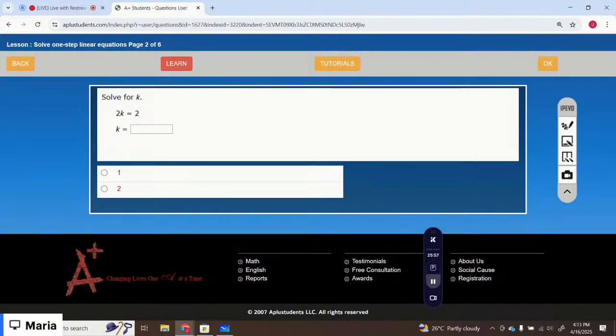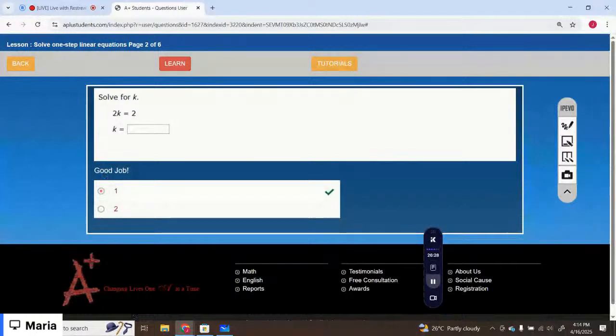Solve for K. 2K equals 2. So which is the correct option? That is K equals 1. Option number 1 is the correct option.